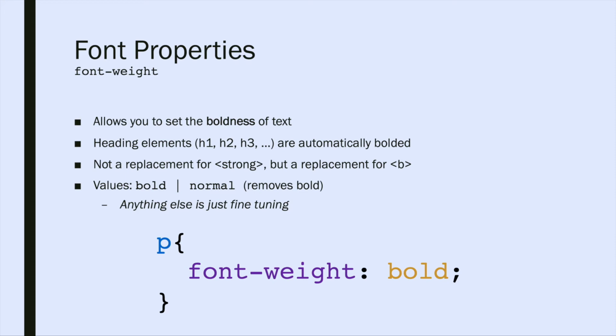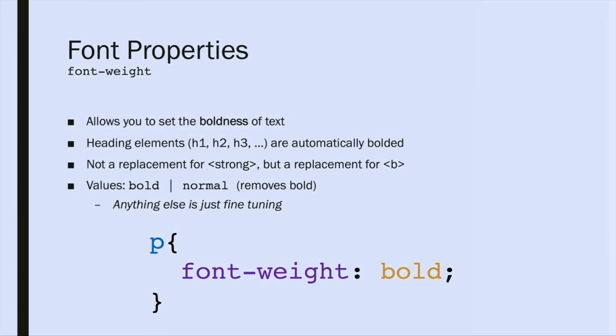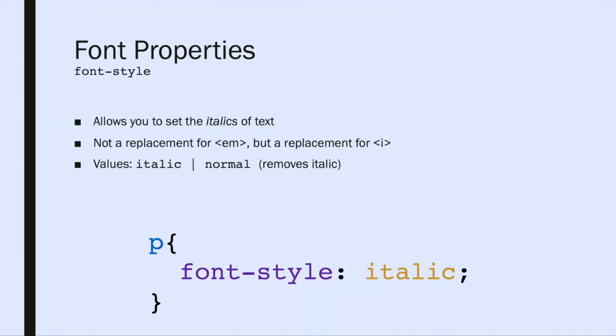So for this example, you have the P selector, the font weight property, and the bold value. Again, if you have something that is bold and you set the font weight to normal, then it will remove the boldness of the pre-bolded element.